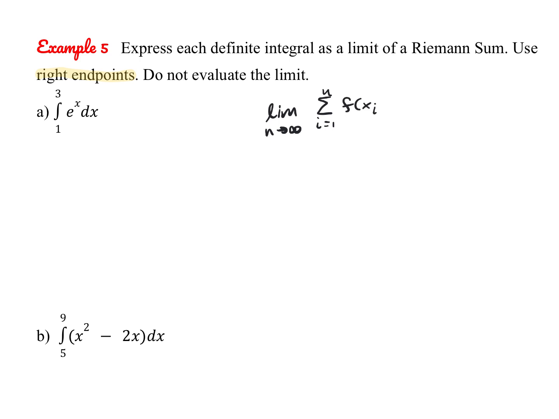f of x sub i times delta x. I want to remind you that this is just the height of each rectangle, and this is the width of each rectangle. Now we can always find delta x by doing b minus a over n. In this case, our b value is 3, and our a value is 1, and it's over n. So that means that the width of each rectangle is 2 over n.